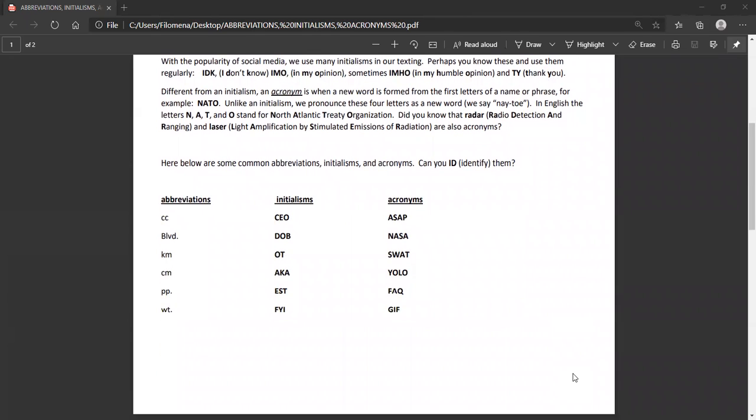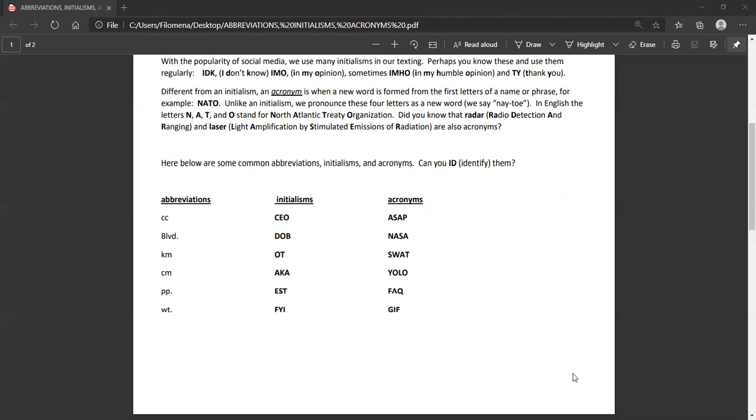You'll notice that in the abbreviations column, I have some that have a period after them and some that do not. Usually we don't put a period after CC. We do after BLVD when we are writing it as part of an address. It is a location term. Usually KM and CM do not have a period after them. PP often does have a period, sometimes maybe not. And WT usually does have a period after it. You'll just have to see which do and which don't.